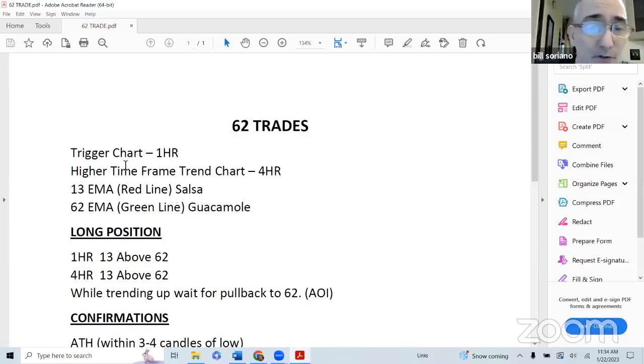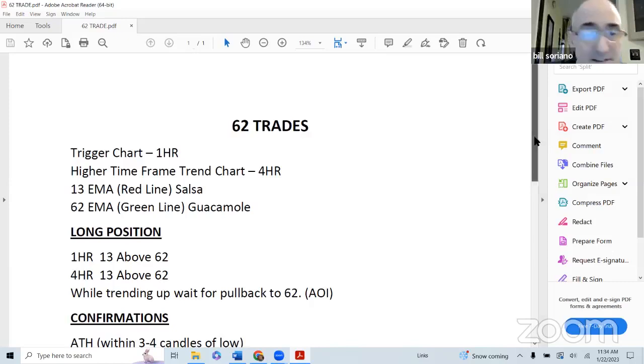And what we plot on the chart here are two exponential moving averages, EMAs. We have the 13 and the 62, right? The 13 on my charts is a red line and the 62 on my charts is a green line. You can make it any color you want. I'm a chef, so I like to say the 13 is the salsa and the 62 is the guacamole, okay?